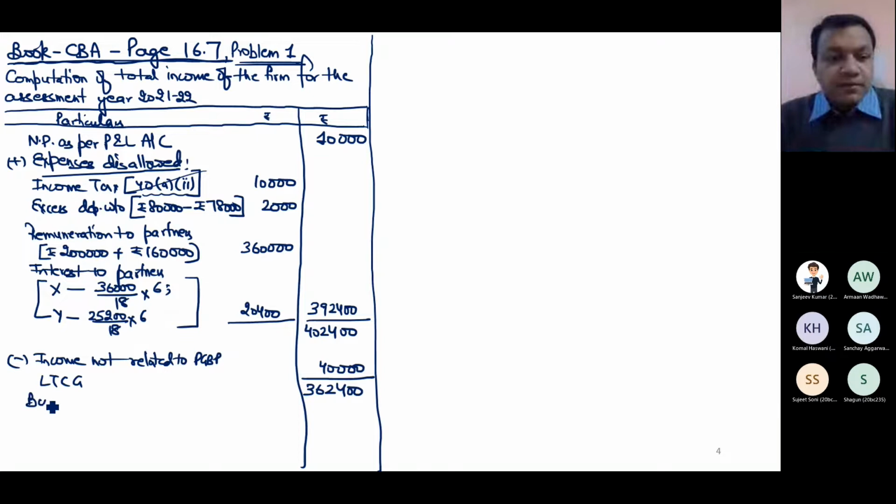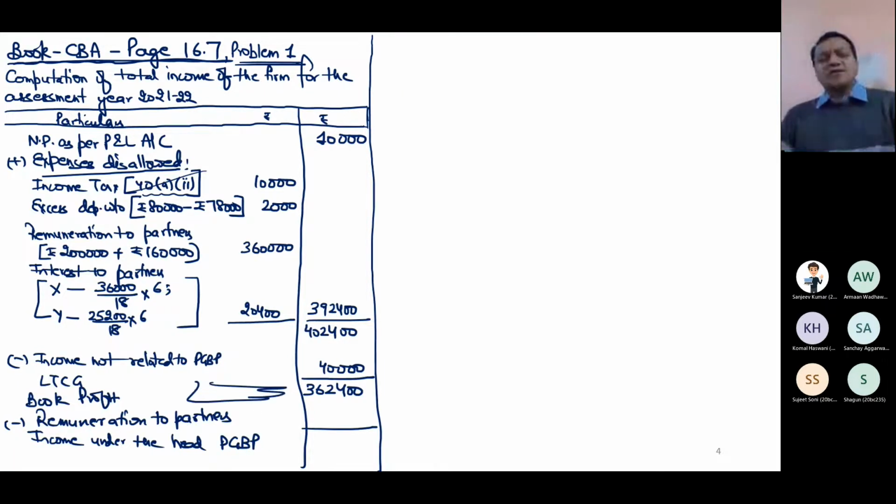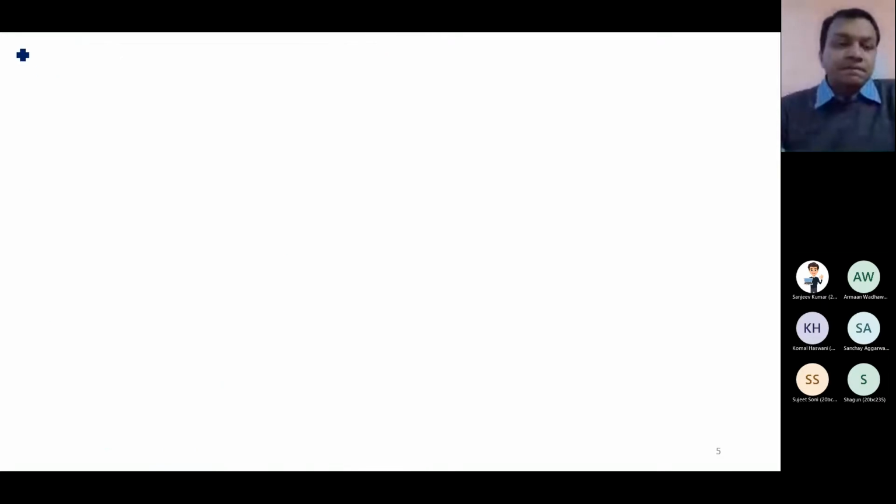Yes, this is book profit because only one item is left to be deducted, and that is what? Remuneration to partners. The moment I deduct remuneration to partners, the same book profit will be converted into income under the head PGBP. So this is known as book profit. When you have applied all the provisions of PGBP except remuneration to partners, whatever figure that is, is known as book profit by default. So working note number 1. Next page I am computing working note number 1. Logically after 2 pages I should compute working note 1.